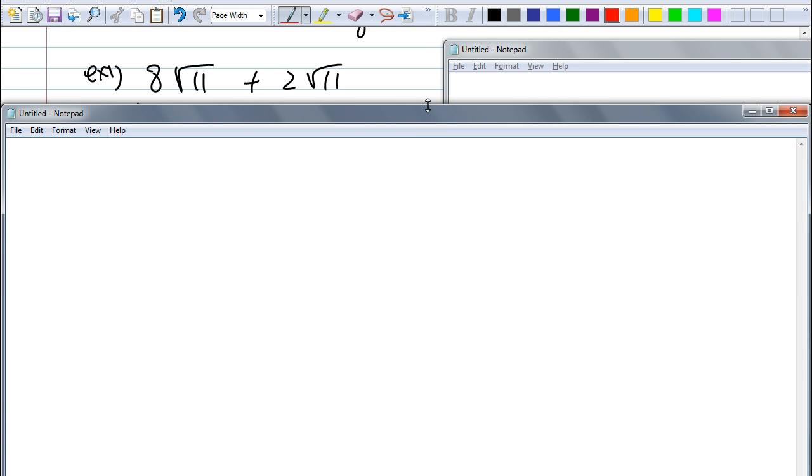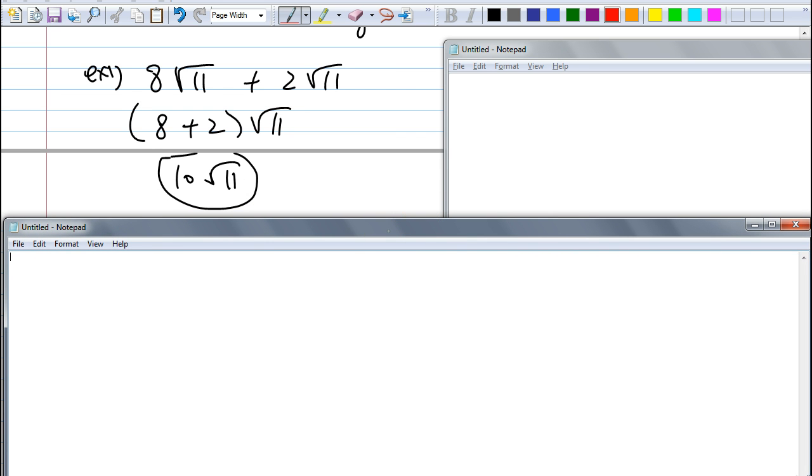So take a look at example 1. It says 8 rad 11 plus 2 rad 11. Instead of x, what do we have, guys? Rad 11. Do you know how to add these together? Go ahead, everybody try. I'll wait. All right, Michael, what did you get? I got 10 rad 11. How many people agree with Michael? Very good.